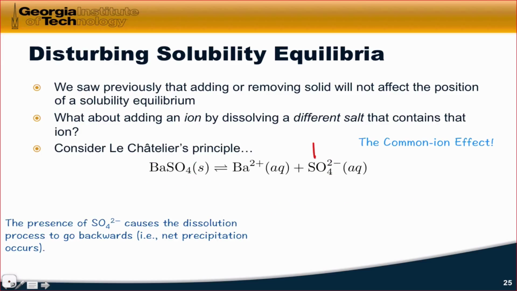The presence of SO4 2- in solution after the spike causes this reaction to move towards reactants. This is just an incarnation of Le Chatelier's principle in action. We're adding a product which pushes the reaction back towards reactants. That is to say, in the moments after the SO4 is added, net precipitation occurs. We can actually think about this in graphical form, and this is worth doing.